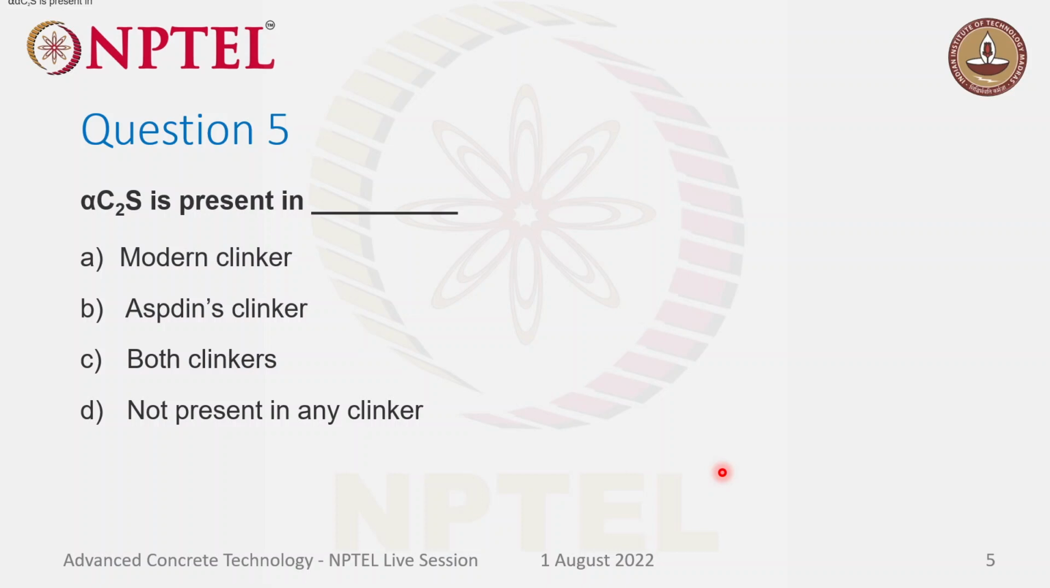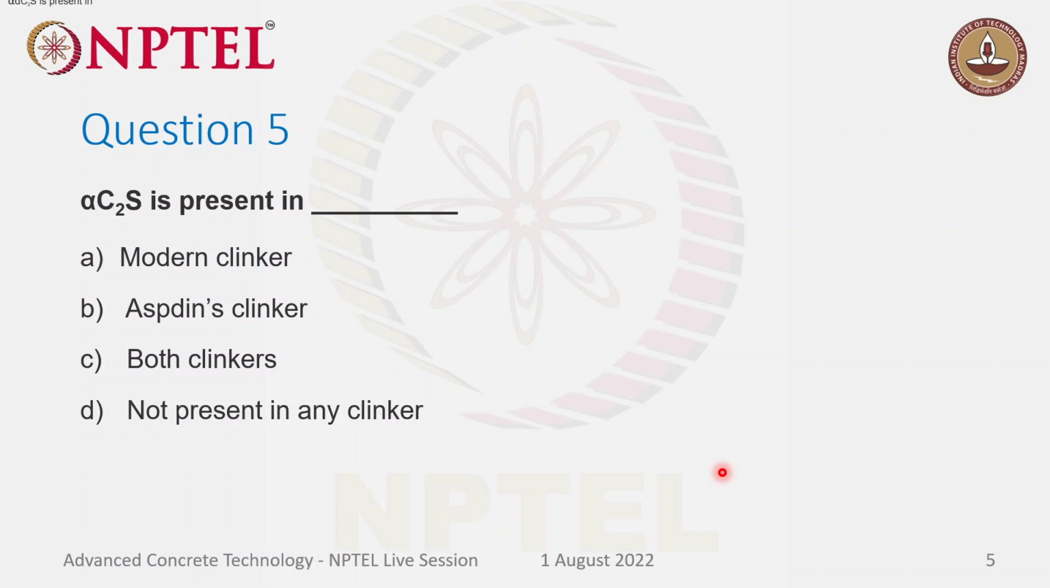Now let me move to question 5, which is also very direct. The question is, alpha C2S is present in which clinker? I hope you know what is the modern clinker and what is the aspirant clinker. Aspirant is the old OPC clinker and is not in practice right now. Whatever clinker we have is a modern clinker. So where will alpha C2S be present?